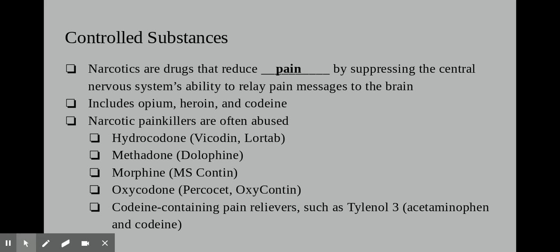A few examples here: opium, heroin, and codeine. Those are all very, very big-time narcotics. But the lesser ones, and those are listed here: hydrocodone, like Vicodin, methadone, morphine, oxycodone, and codeine-based pain relievers such as Tylenol 3, which is Tylenol combined with codeine. They're all much more powerful than a typical ibuprofen you would get just buying at the store.